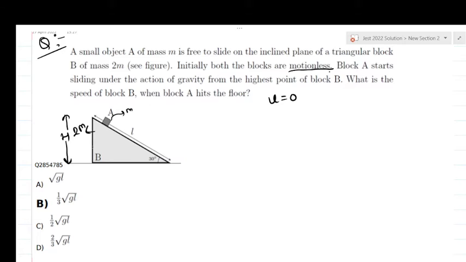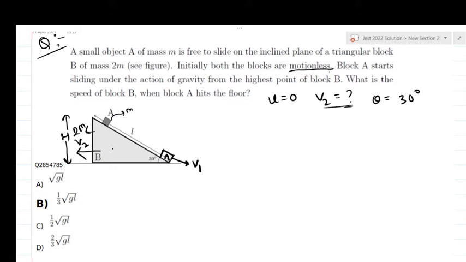That means we have to find out the speed of the triangular block when block A hits the floor. After the motion, block A will come to here with velocity v1, so that when it hits the ground, block B will move backward with velocity v2, suppose. We have to find v2, and here theta is given, the angle of inclination, that is 30 degrees.